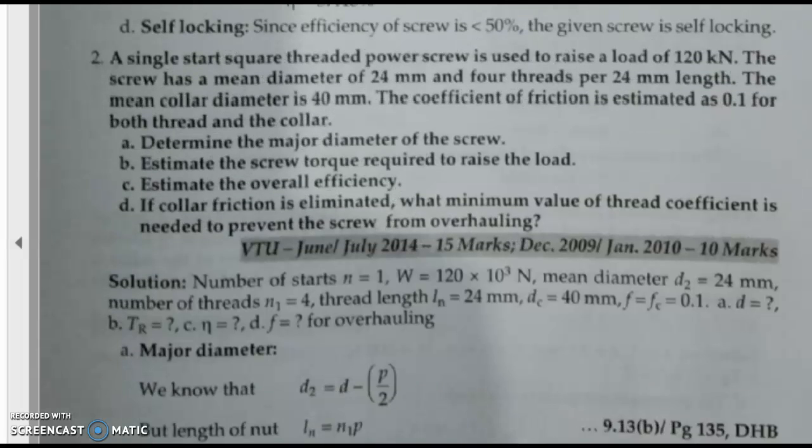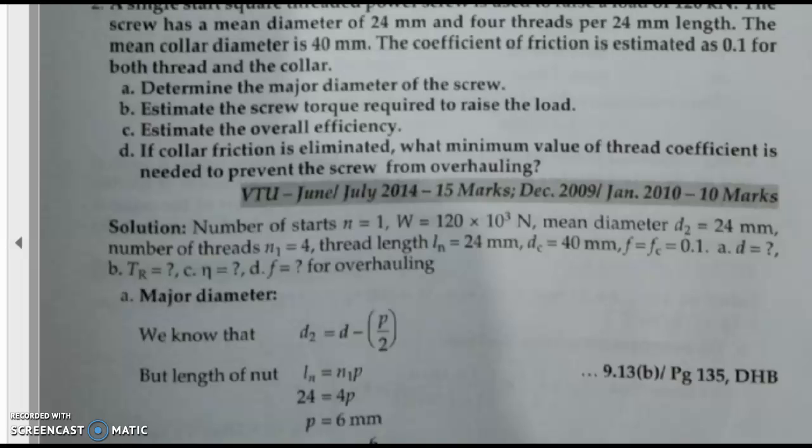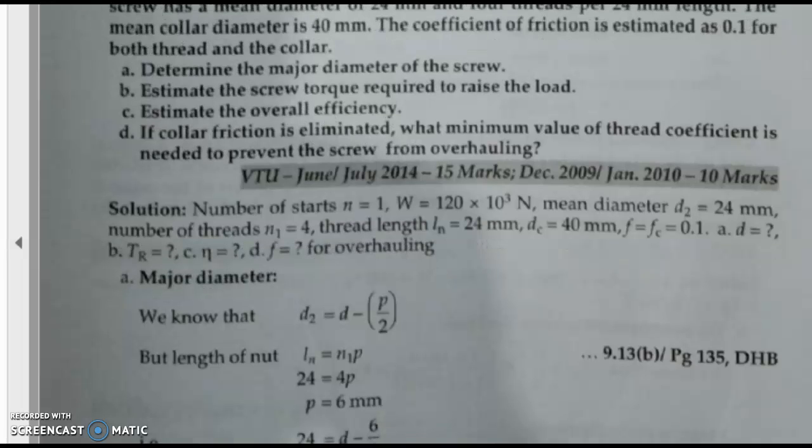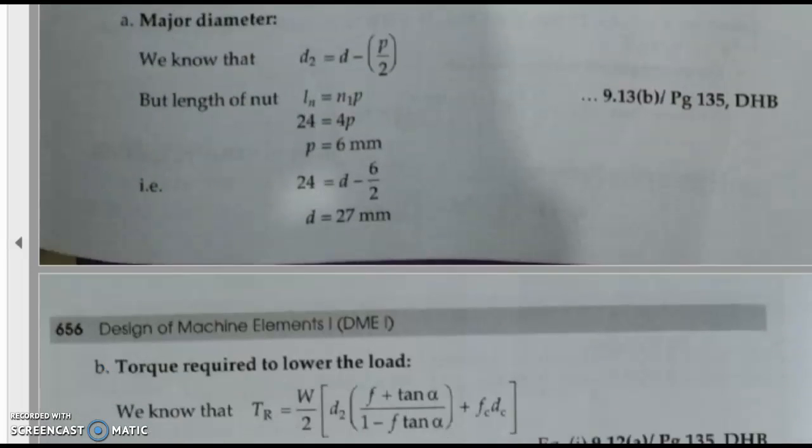Now we can find the major diameter. How can we find the major diameter? We already know that D2 is equal to D minus P by 2. Here the Ln is given. We can get the value of Ln is equal to N1 into P, from page number 135, equation number 9.13b. If we substitute Ln and N1 there, we will get the value of P. Here the P is 6 mm. If we substitute that value in the first equation, D2 is equal to D minus P by 2, then we will get the value of D is equal to 27 mm.